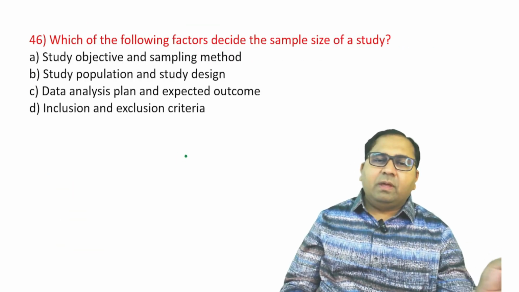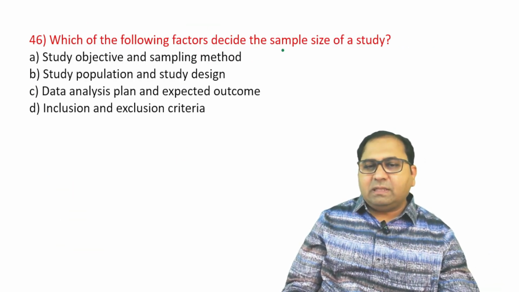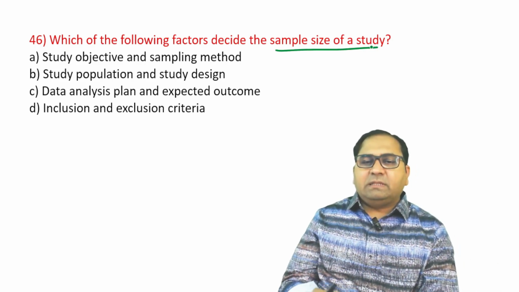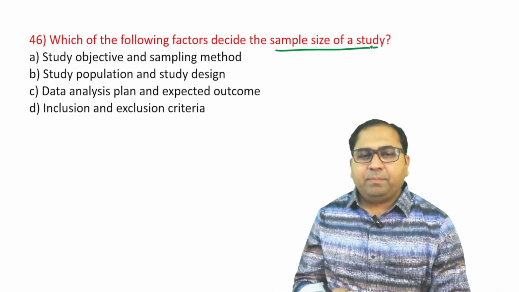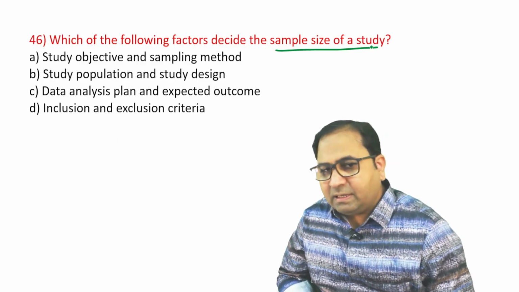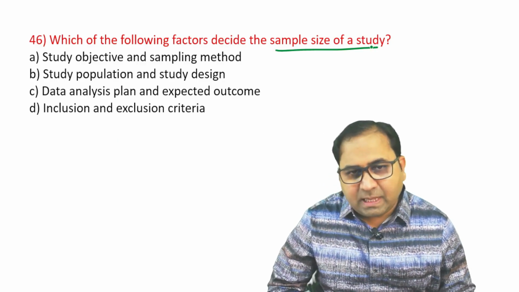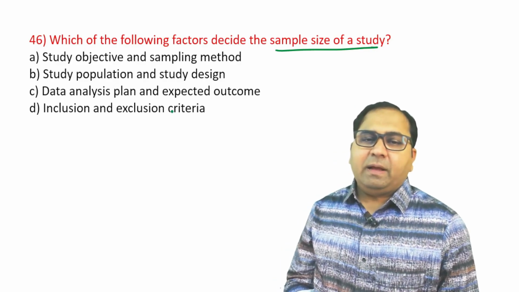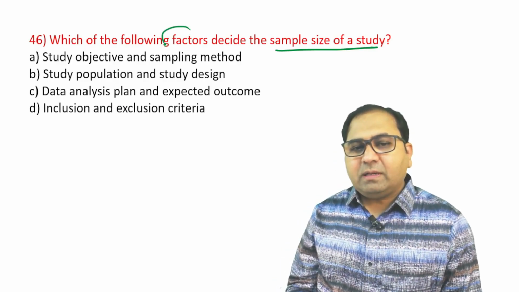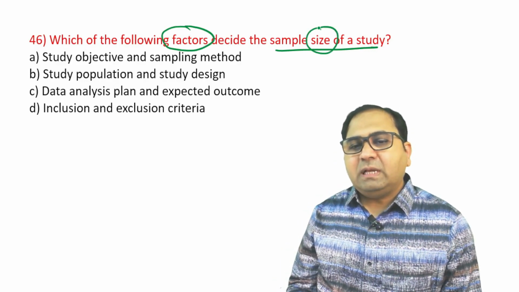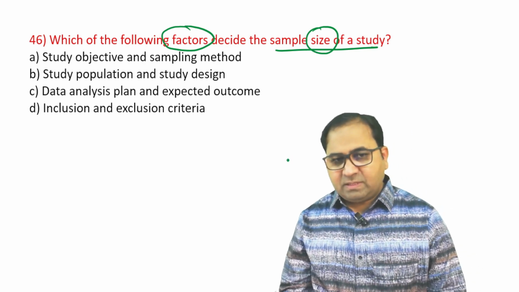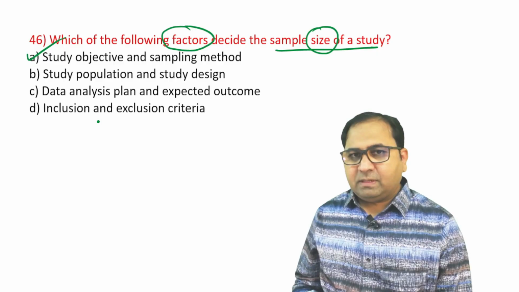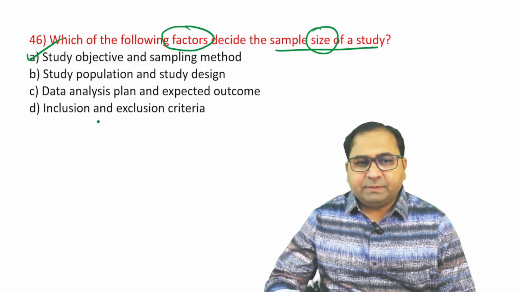Next question. Which of the following factors decide the sample size of a study? Options are A, study objective and sampling method, B, study population and study design, C, data analysis plan and expected outcome, or D, inclusion and exclusion criteria. The answer is very simple. It is option number A, the study objective and sampling method.